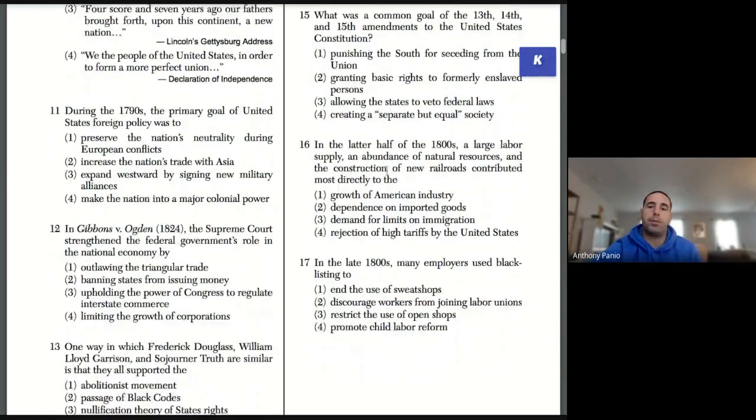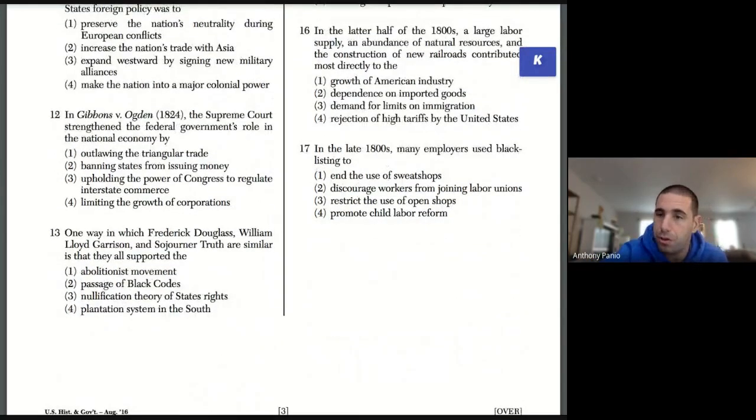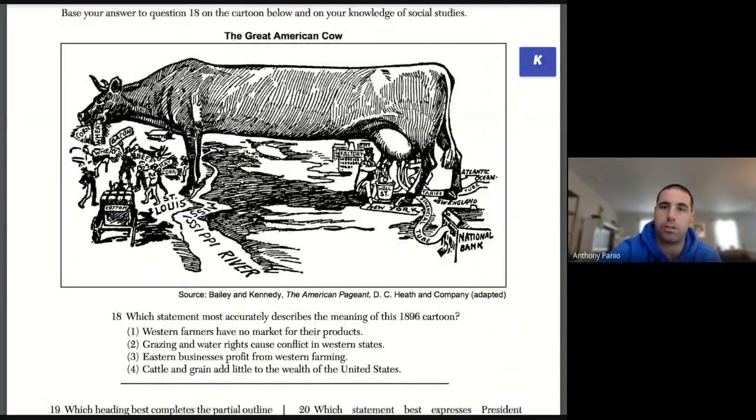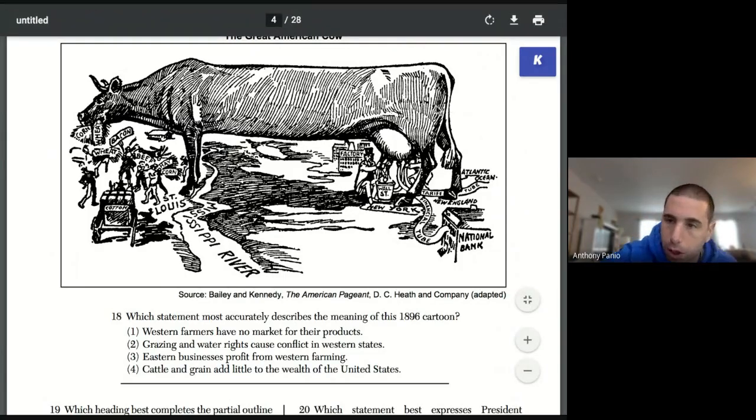Number 17, you did not have to do. You're going to learn about that later in Unit 4. We're going to now go to 18 very quickly. This has to do with something from Unit 3. We have a picture here of the Great American Cow. As you can tell, the cow is very large. It's going over places like New York, New England, the Atlantic Ocean, also getting to the Mississippi River, St. Louis. So what does this mean?